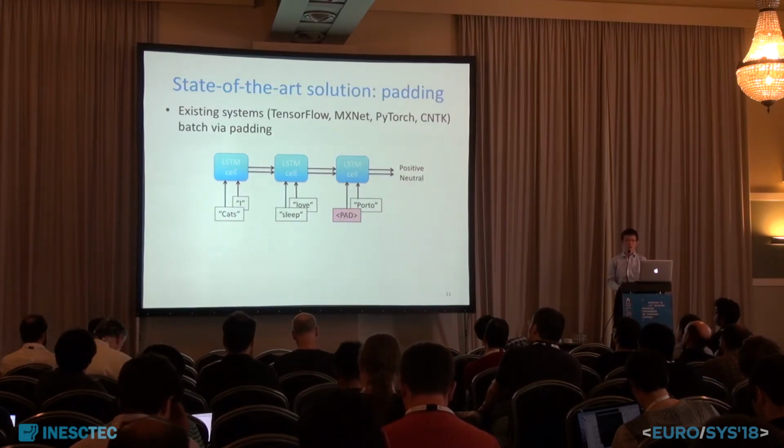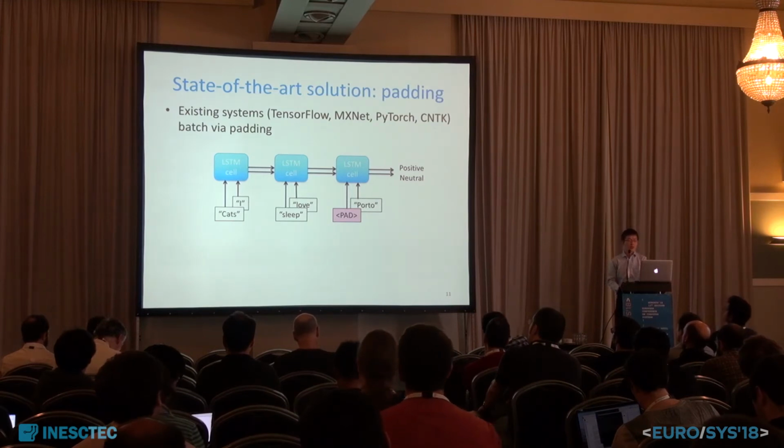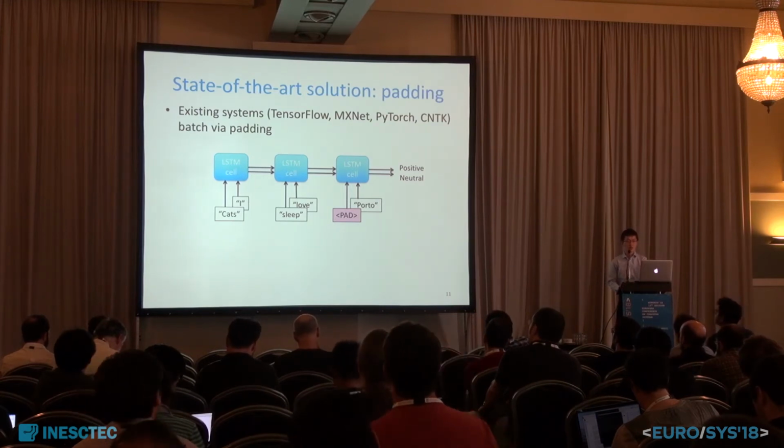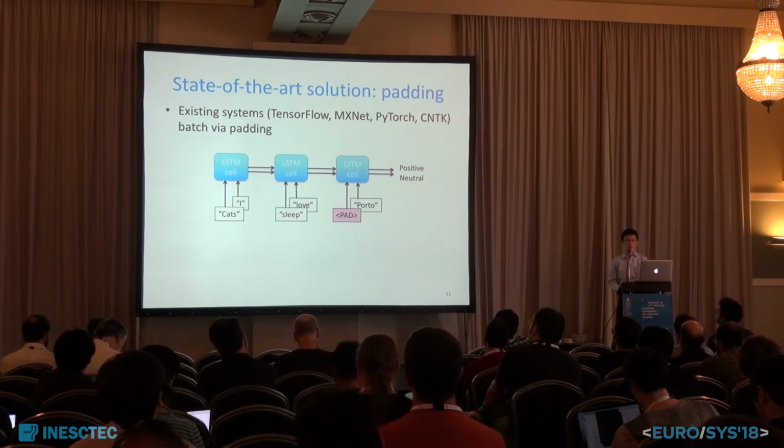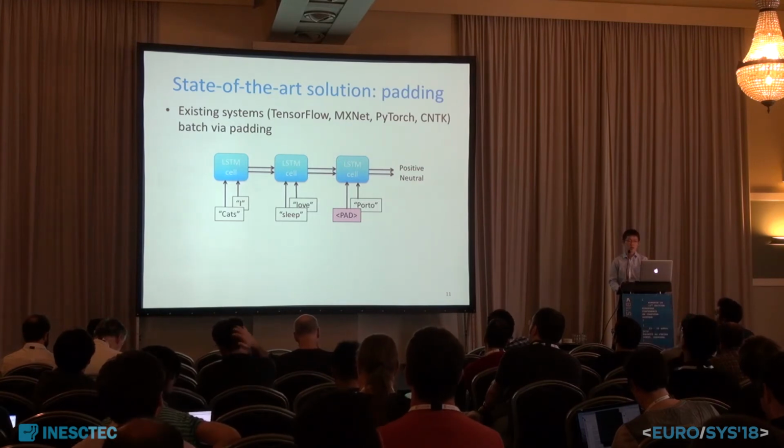For this chain-like structure, it's straightforward. The state-of-the-art solution simply pads all sequences to the same length, and now all requests share the same computation graph. This solution is commonly used in systems like TensorFlow, MXNet, and so on.